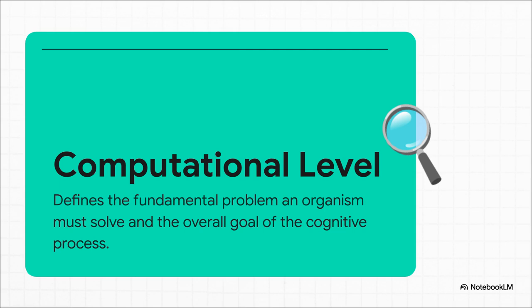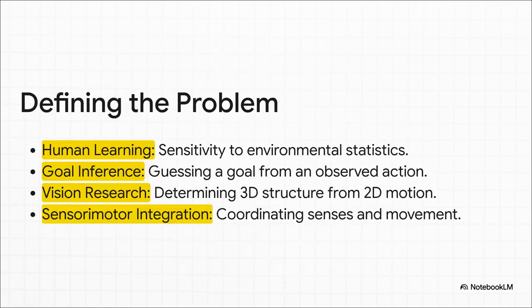Think about a navigation app on your phone. The computational problem is crystal clear. Find the fastest route from point A to point B. That's it. It doesn't care how the app figures it out, it just defines the ultimate goal of the whole shebang. And what's so cool about this is how widely it applies.